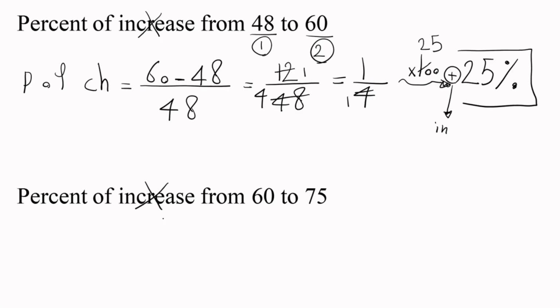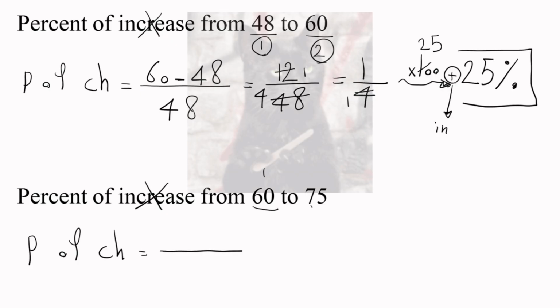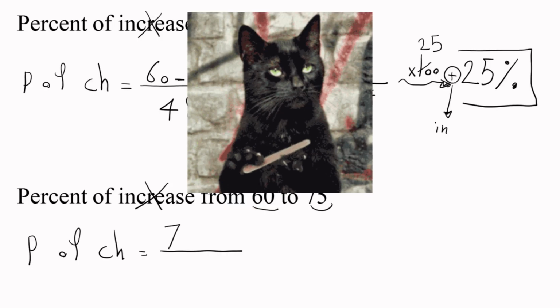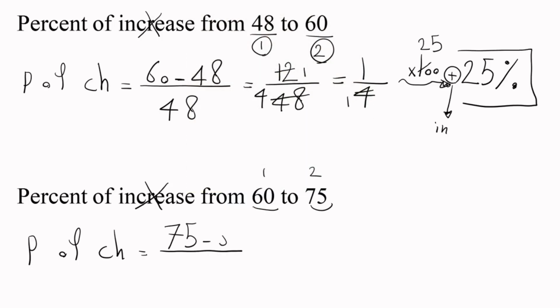Again, percent of increase, do not consider that. From 60 to 75. Okay, percent of change is equal to a fraction line. This is the first number and this is the second number. Second number, which is 75, minus the first number, divided by the original amount, which is the first number. It's going to be 15 over 60. I can simplify it, both of them by 15. This one will be 1. This one will be 4. Again, the answer will be 1 over 4.